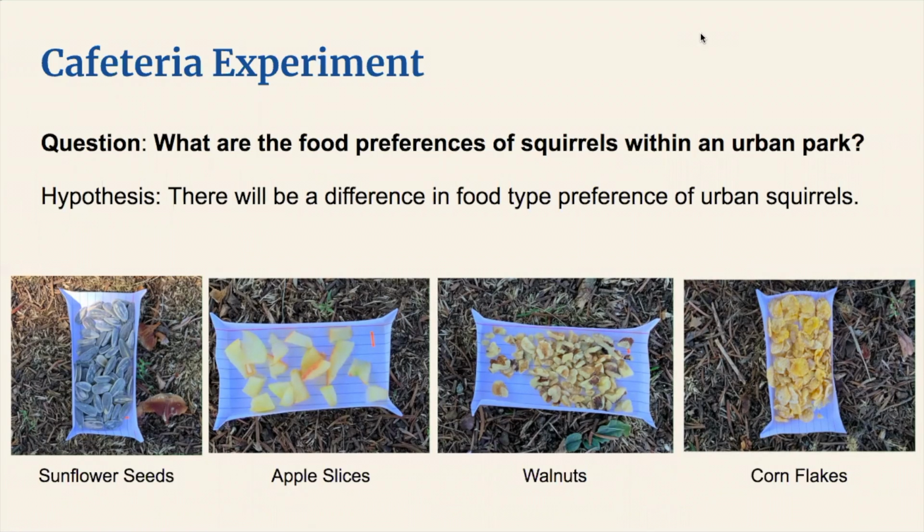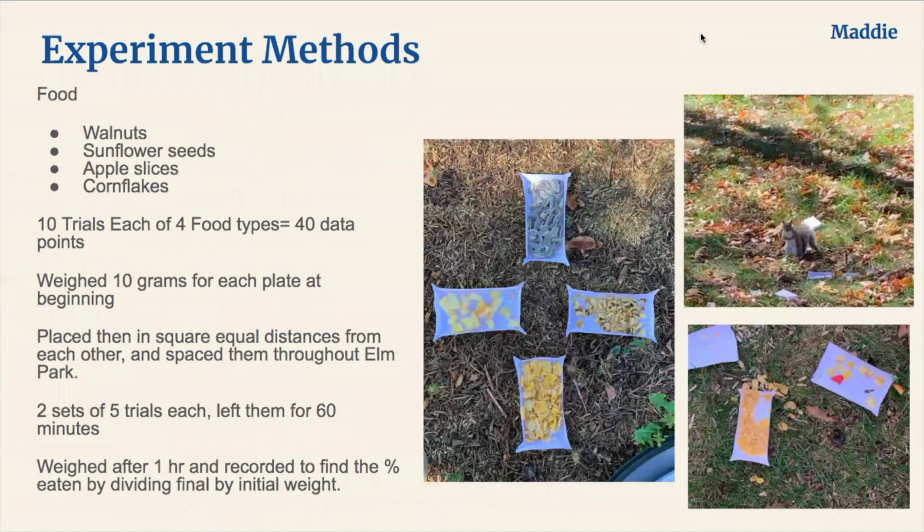Our hypothesis is just that there will be a difference in food type preference of urban squirrels. So we chose four different types of food. The first one is sunflower seeds, apple slices, walnuts, and then cornflakes. So in the methods, we did 10 trials each of the four different types. So that gave us a solid 40 data points.